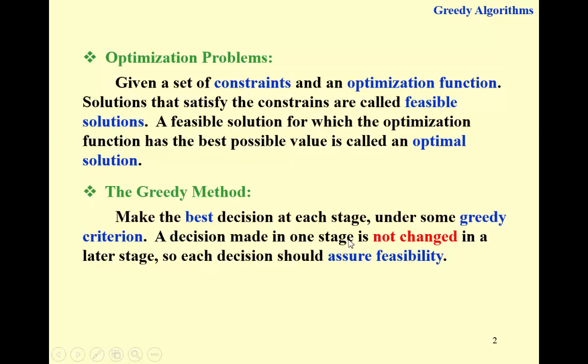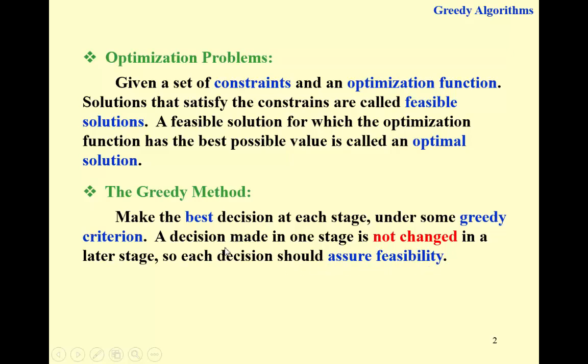A decision made in one stage is not changed in a later stage, so each decision should assure feasibility. So what does that mean? Again, for example, in the minimum spanning tree problem, once we decide to collect this edge, it will not be deleted from the solution set later. So there's no way to undo anything, and therefore we must make sure that each step is done correctly with no mistake. So in other words, we must check the constraints before we decide to collect or not to collect an edge. So for the minimum spanning tree problem, the key constraint is what? Is that this edge must not cause any cycle in the current partial solution, right? So that's what it means by saying that each decision should assure feasibility.